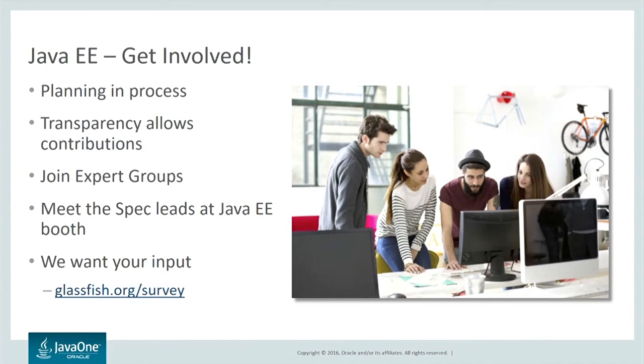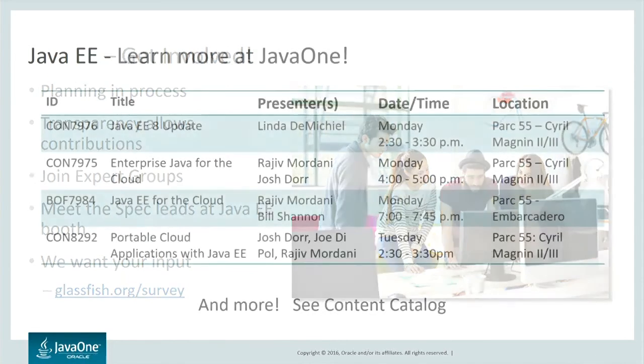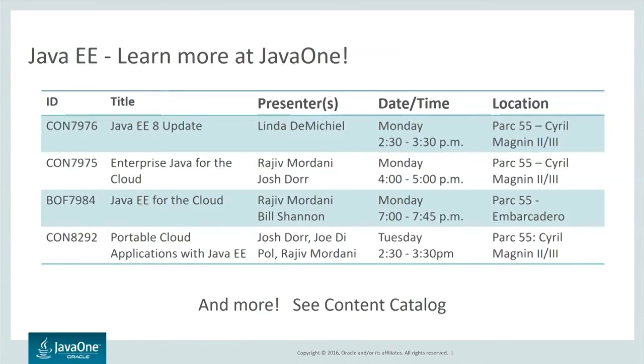I would highly encourage you to get involved. We are transparent, so when we get on the expert groups, please do sign up, help us shape the future of Java EE. We also have a survey that we are rolling out, so take some time, please provide your feedback. We want the platform to be relevant to you, to your business. And there are some additional sessions if you need more technical information, so I encourage you to go attend those.